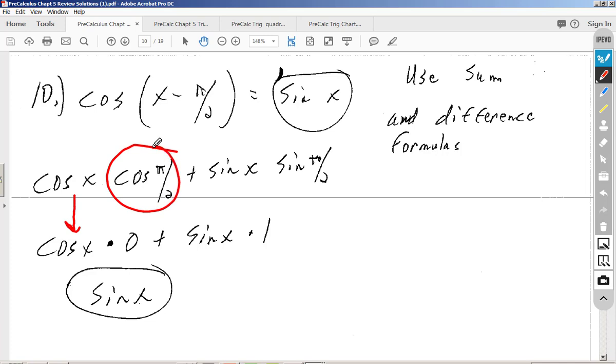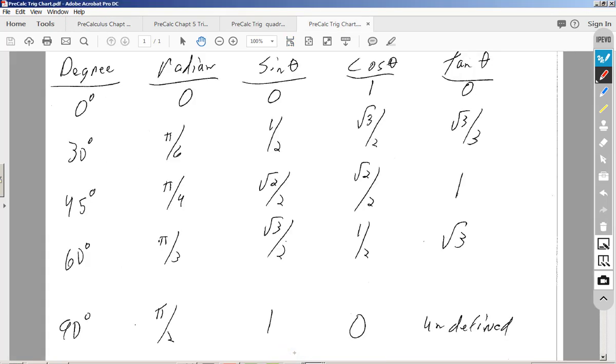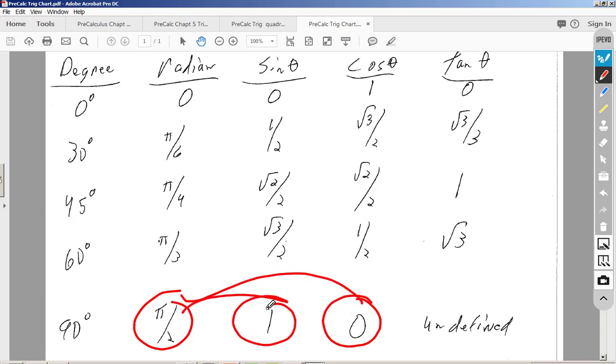We'll find that here in just a second. Sine of x stays the same. And we'll find the value of the sine of pi over 2 at the exact same time that we're finding those other values. So if you go to your trig chart, so pi over 2, you're going to notice that the cosine of pi over 2 is 0, and the sine of it is equal to 1.